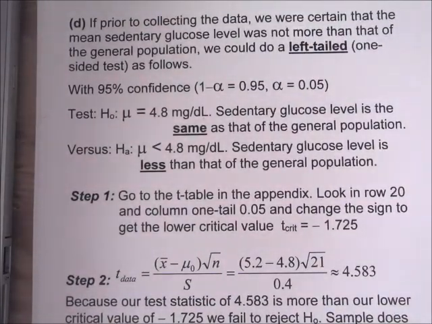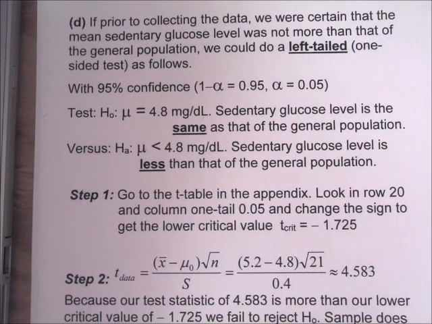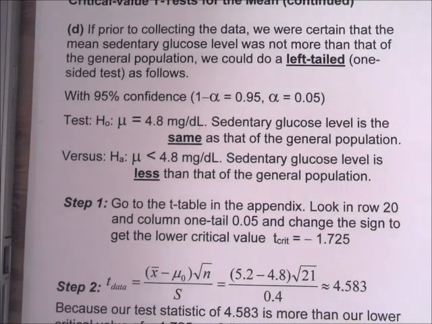If prior to collecting the data we were certain that the mean glucose level was not more than that of the general population, we could do a left-tailed test. That probably doesn't really make too much sense in this situation. It probably does not make sense that sedentary people would have a lower glucose level, but we could test that.